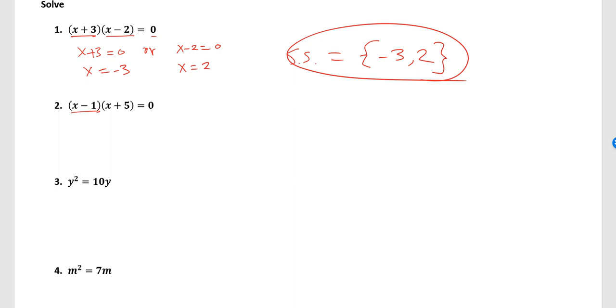Next we have x minus 1 times x plus 5 equals 0. Again, very straightforward. x minus 1 equals 0, or x plus 5 equals 0. x is equal to 1, or x is equal to minus 5. So the solution set is minus 5 and 1.